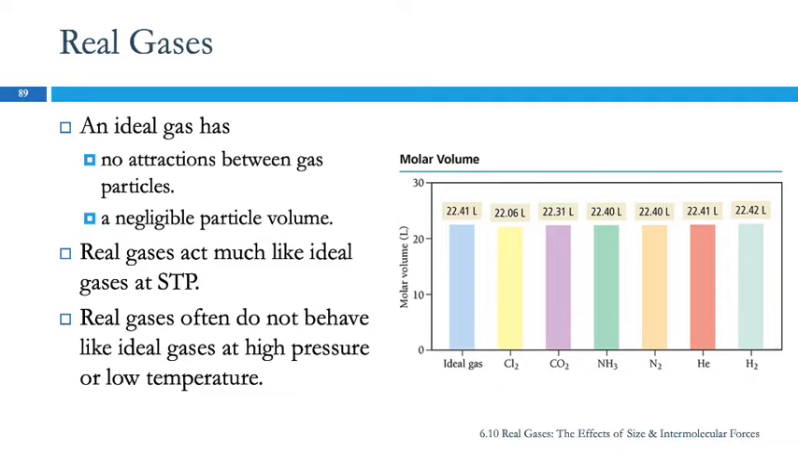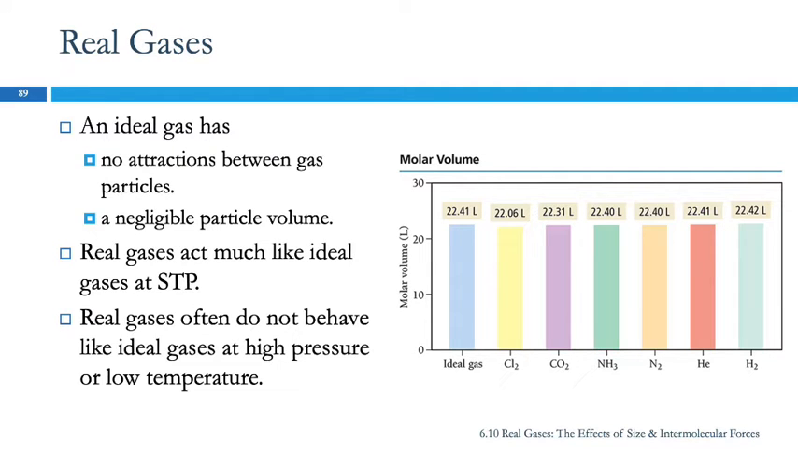We keep talking about ideal gases. What about real gases? What makes an ideal gas is that there are no attractions between the gas particles, and there's negligible particle volume. There are certain conditions under which this is not true for real gases.